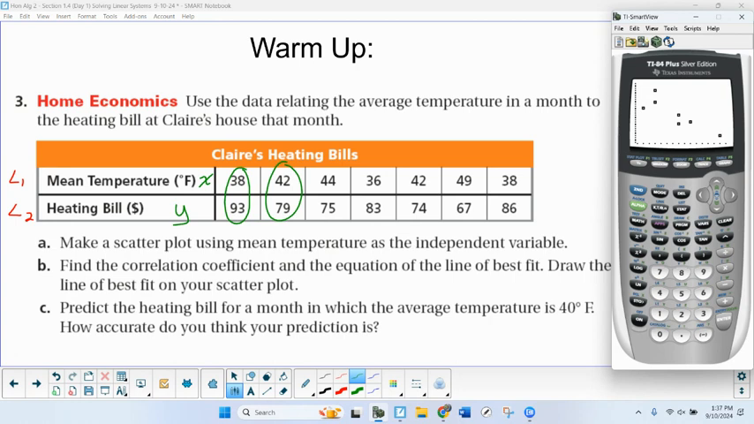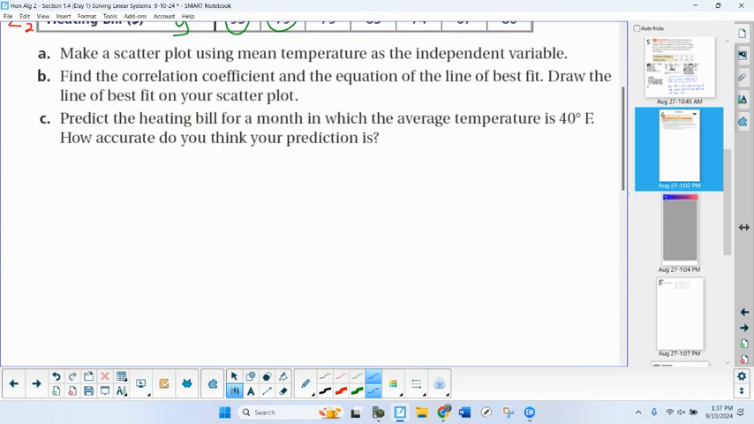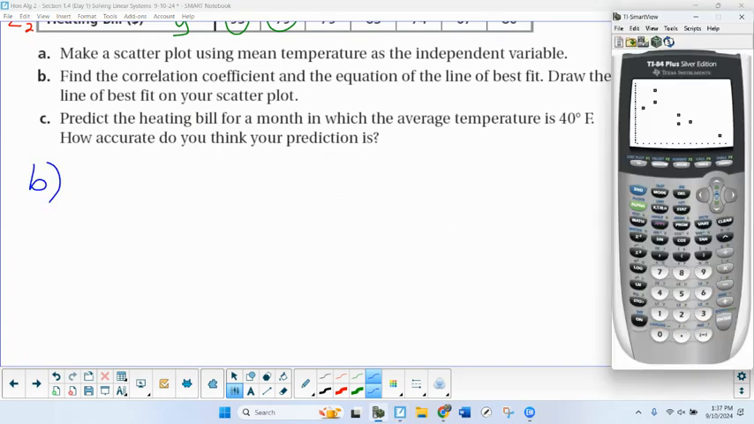Now, part A just said make a scatter plot. You never have to graph the scatter plot from your graphing calculator to a piece of paper. I will never make you do that. Okay, are you guys good with A? All right, now, part B, I will make you write down. Part B asks you to find the correlation coefficient and the equation for the line of best fit.